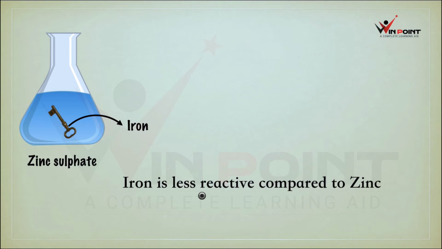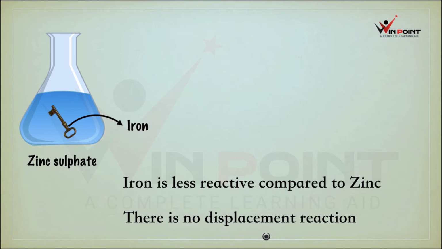Iron is less reactive compared to zinc. Here, zinc sulphate and iron are participating in a chemical reaction. But this iron is less reactive than zinc. Then iron cannot replace zinc. There is no displacement reaction.